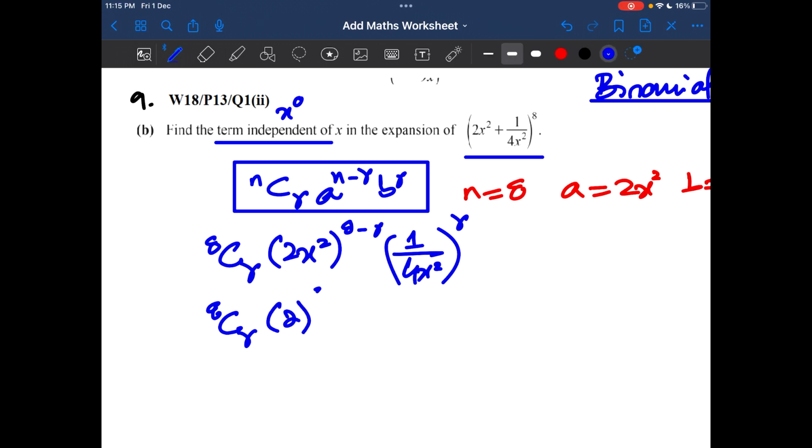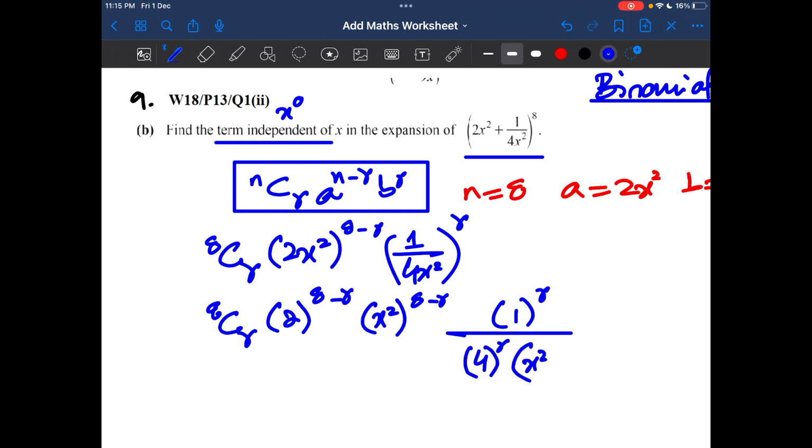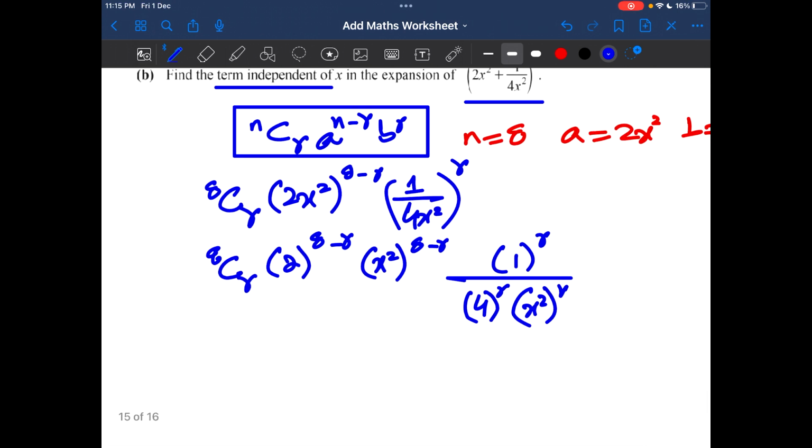Like we have 2 power 8 minus r over here as well. We have x square power 8 minus r as well. We have 1 power r as well. We have 4 power r as well. And we have x square power r here as well. I'm going to put all the non-x terms one side and the x terms on the one side. Like I'm putting 2 power 8 minus r over here. I got 1 power r on the numerator, so I got both of these terms without x.